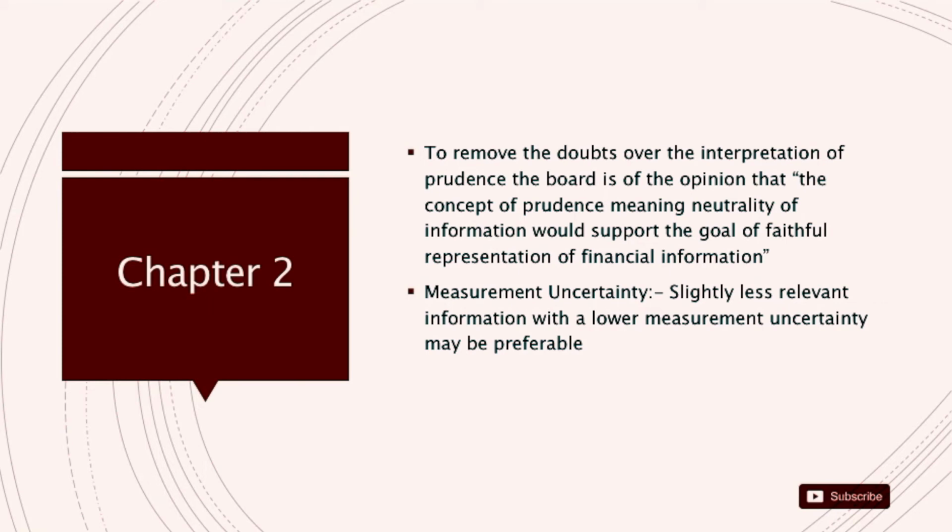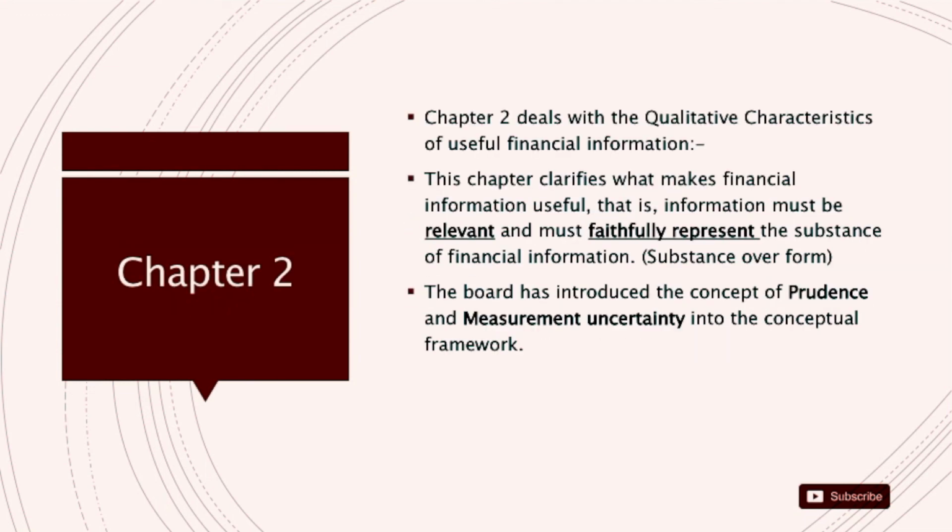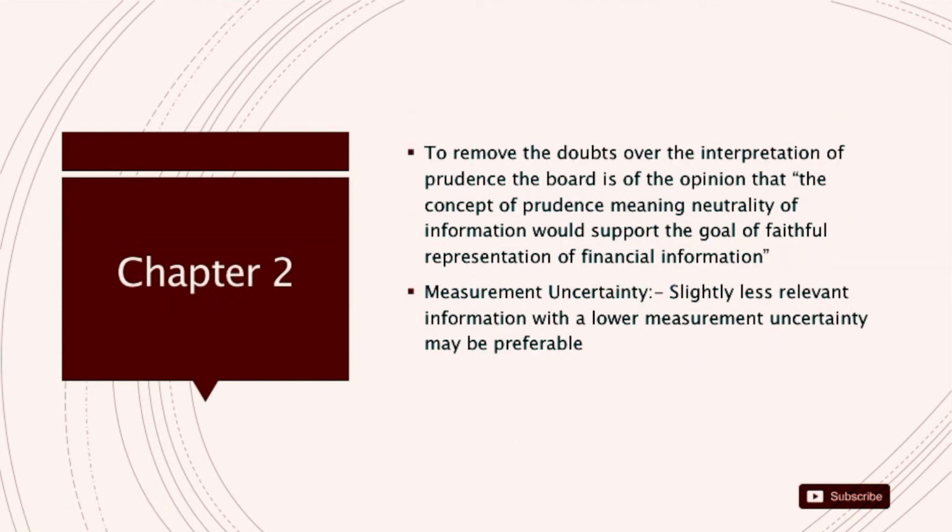So basically, this is Chapter 1 and Chapter 2. If someone wants to summarize Chapter 1, they changed the objective of financial reporting, and they introduced the concept of management stewardship in the understanding of financial statements. And in Chapter 2, the qualitative characteristics, they have redefined the concept of prudence. Also, they introduced the concept of measurement uncertainty. If there is uncertainty in respect of a particular material item, even though it's material, we can go for substandard information if that information can be reliably measured. So these two are the major changes in Chapter 1 and Chapter 2. Thank you.